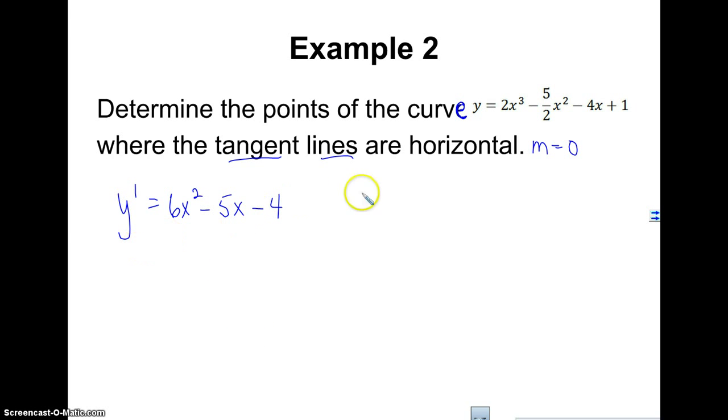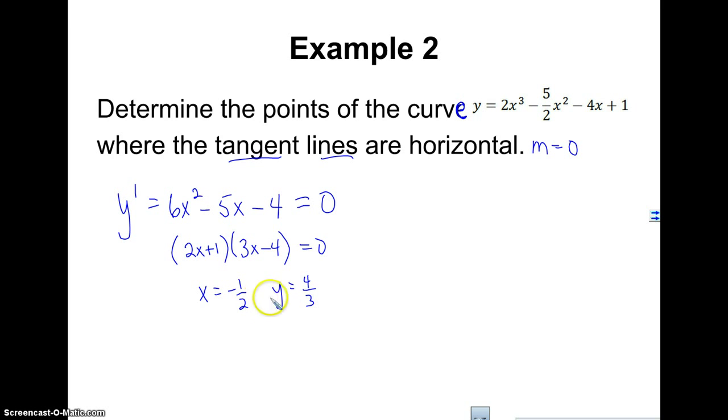Okay, and then we're going to say, where is this slope equal to 0? Well, we're going to solve this for x. I think this is going to factor to 2x plus 1 and 3x minus 4. Solve for x here. We get x equals negative 1/2, and the other x value is 4/3.